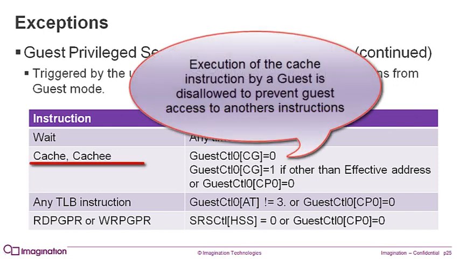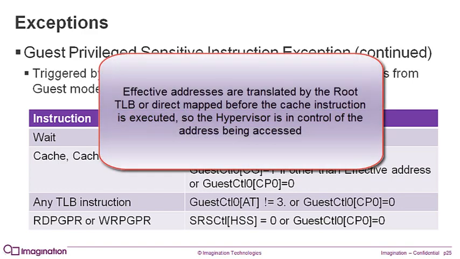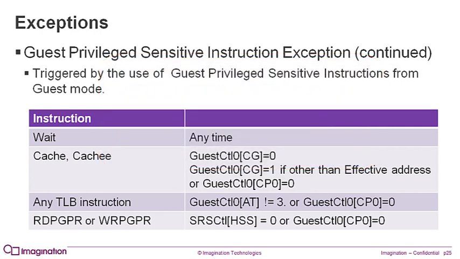Cache instructions will generally cause an exception so that no guest can read or write another guest's or hypervisor's cached instructions or data. The cache instruction guest mode enable guest control 0 CG bit allows the guest to execute instructions which use an effective address. An effective address is also known as a program address, which can be a virtual address that is mapped by the TLB or a direct map address from KSEG 0 or KSEG 1.